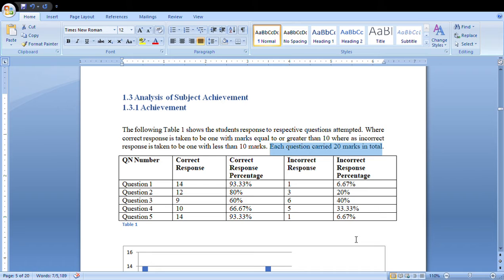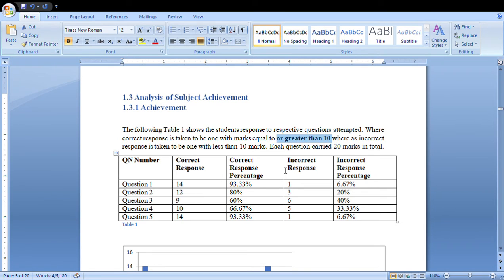So there are two things that we need to consider. The first one being a correct response, what we mean by correct response, and the second one being what is an incorrect response. So the first one, we have a correct response. A correct response is taken to be one with marks equal to or greater than 10. That is what we consider as being a correct response.